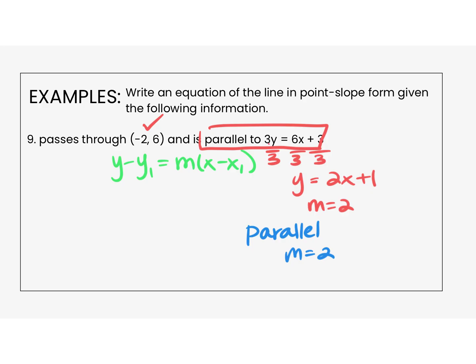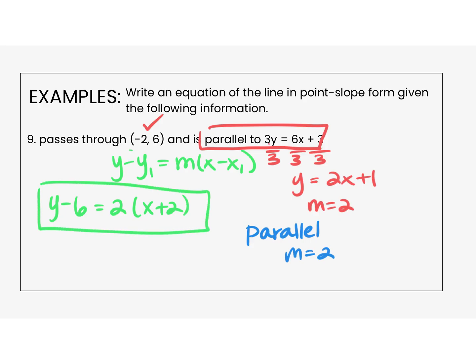So now I'm going to use this point that's given to me and the slope that I found, and I'm going to plug in for point-slope form. So it's going to be y minus 6 equals 2, that's that slope I found, times x plus 2. So that equation goes through the point -2, 6, and is parallel to this line. And again, the reason we know that it's parallel is because we used the same slope.